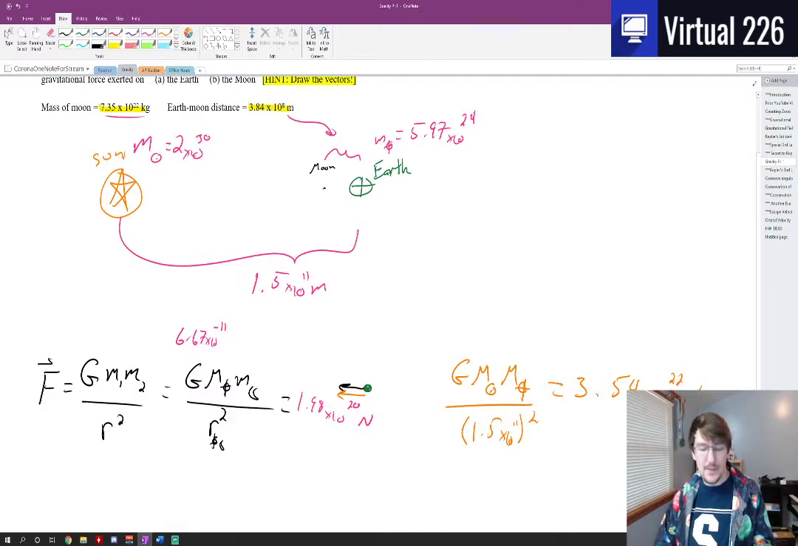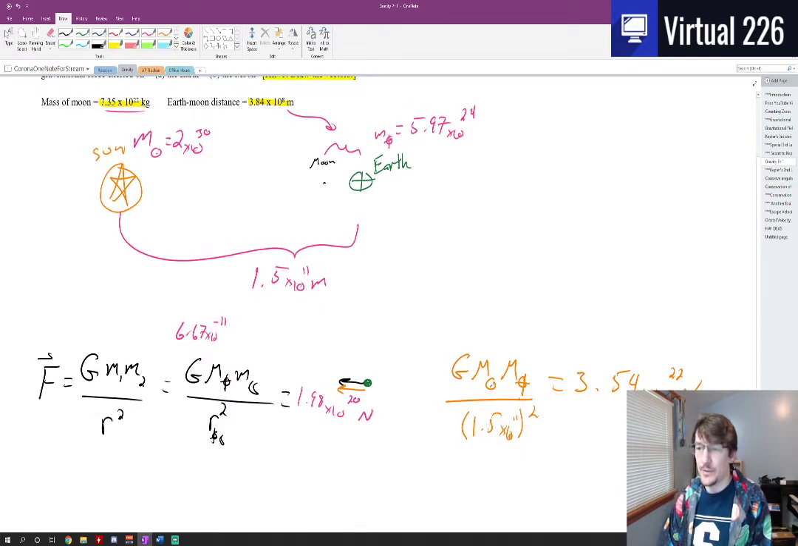Okay. Now, both of these are in the same direction, so I can add them together, and that will be our answer. So 3.54 times 10 to the 22nd plus 1.98 times 10 to the 20th is going to be our total force for part A. So our force for part A is just the sum of these.